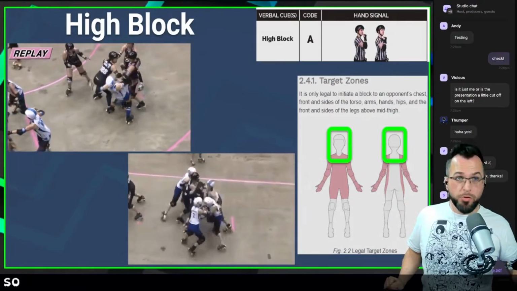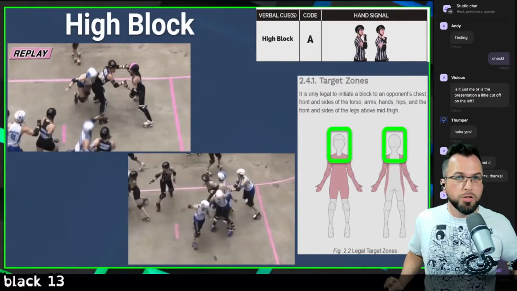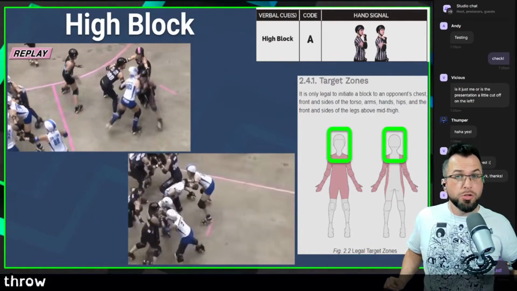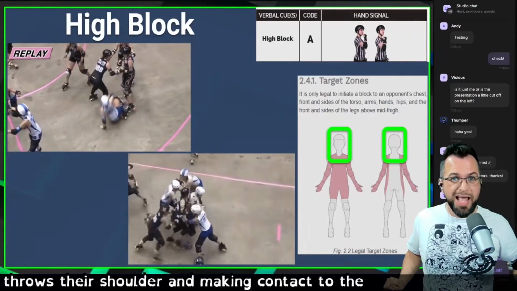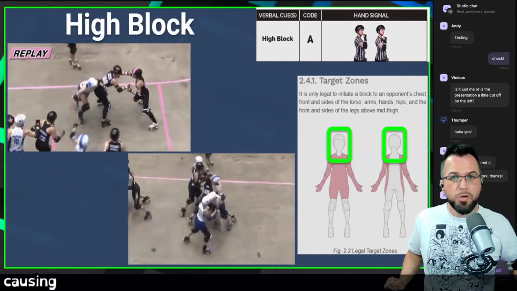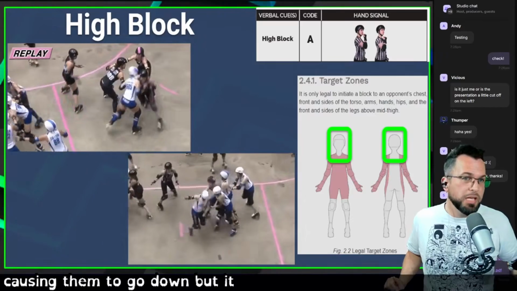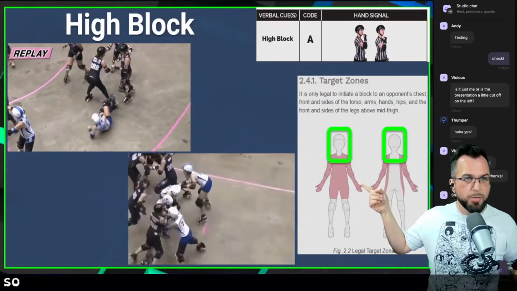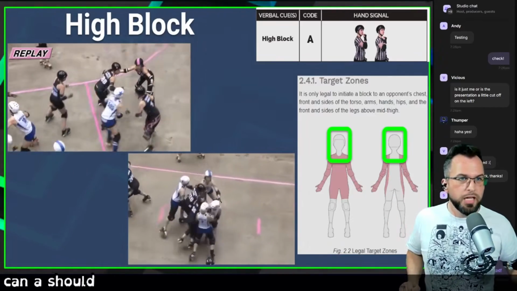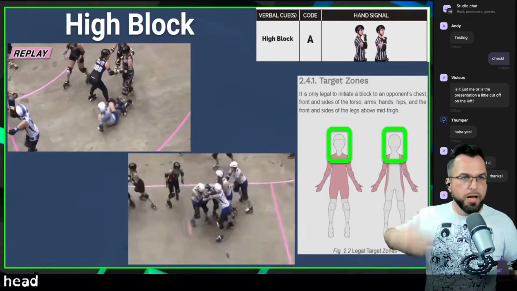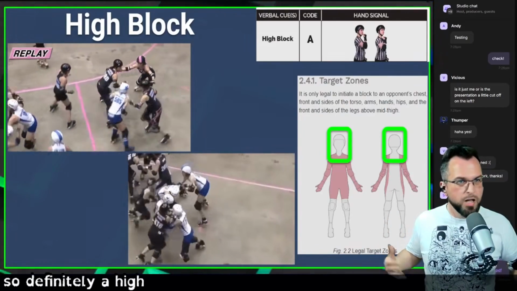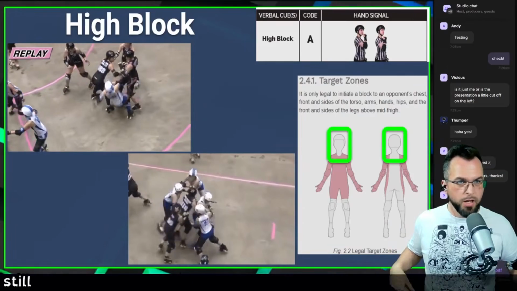So in the top photo, black 1-3, the blocker closest to the outside line, throws their shoulder and makes contact to the white jammer's head/neck, causing them to go down, but it would have been a high block even if that person did not go down. So you can see up there the kind of shoulder check into the white jammer's head-neck area. Definitely a high block even if that person had not gone down, still would have been a high block for making contact to their face.